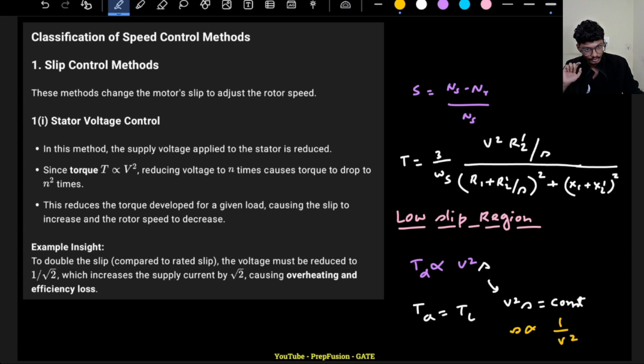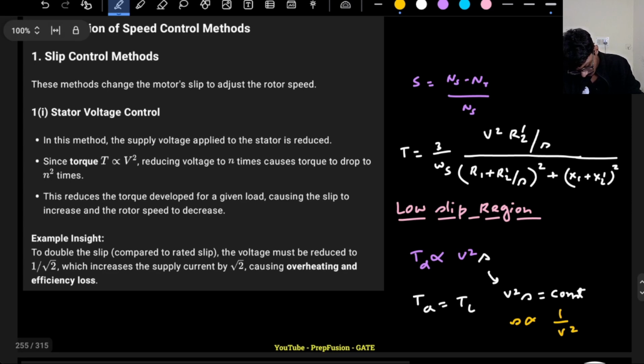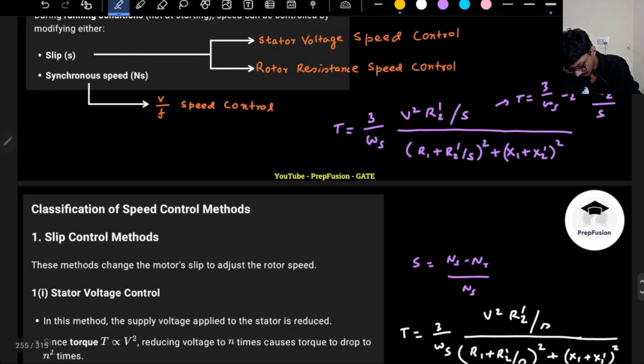Now this is what happens in the low slip region. So let's do an analysis for the current. What is the current I2 dash? This is mainly used for control in the low slip region. We will not use stator voltage control in the high slip region; for that we have the resistance. In the low slip region we will use this.